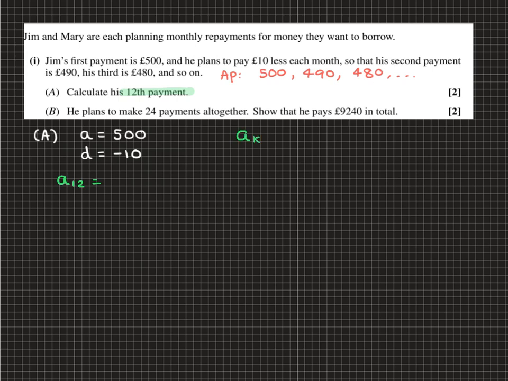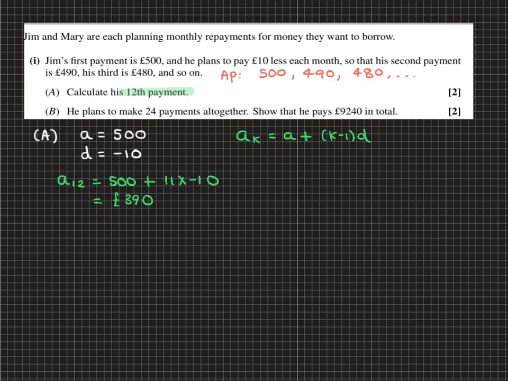Keep going back to your formula for the general term. a_k equals a plus (k minus 1) multiplied by d, so a_12 is equal to 500 plus 11 multiplied by negative 10, which gives you an answer of £390.